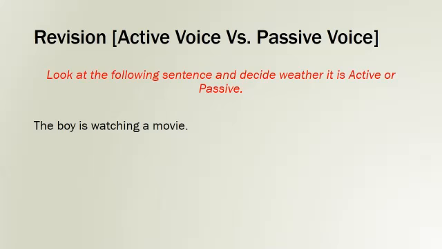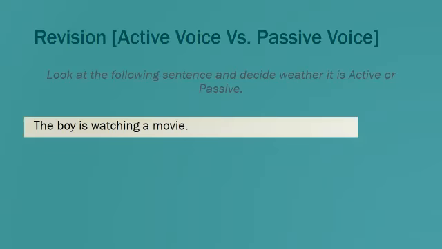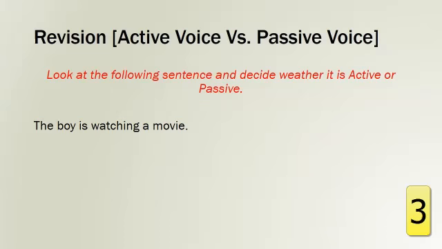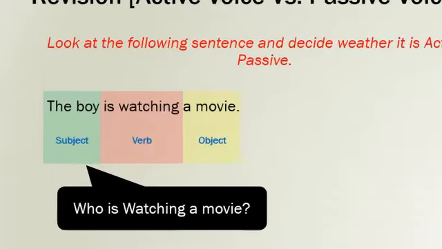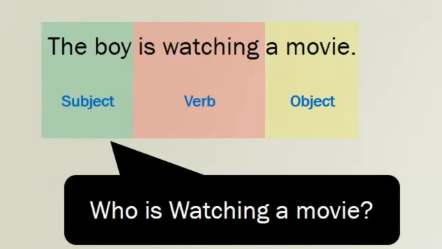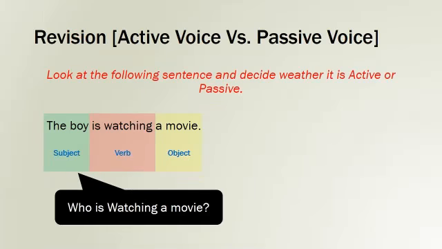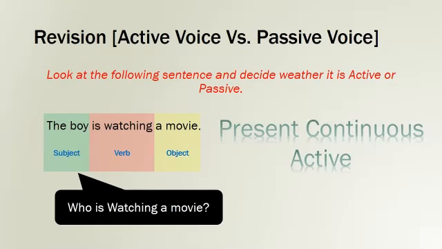Let's revise active voice and passive voice. Look at the following sentence and decide whether it is active or passive voice. The boy is watching a movie. As we can see, the subject is at the beginning of the sentence, so it is an active voice sentence. The verb phrase is watching, a present continuous, so it is a present continuous active sentence.